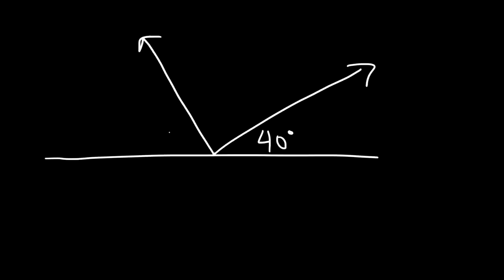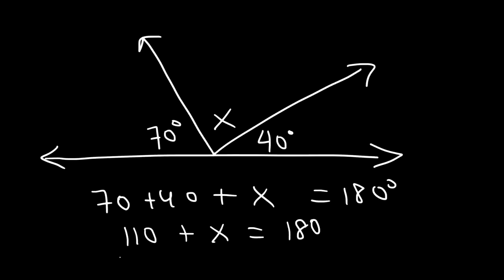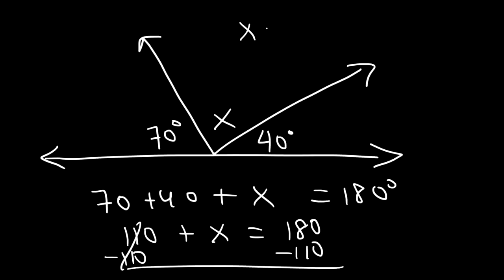So here's an example. Let's say this is 40 and this is 70. What is the missing angle? And this is a straight line. So 70 plus 40 plus x has to add up to 180. 70 plus 40 is 110. To find the value of x, we need to subtract 110 from both sides. So x is 180 minus 110, so x is also 70 degrees.